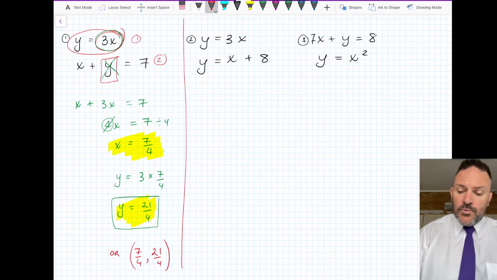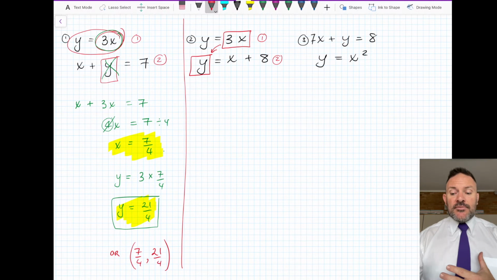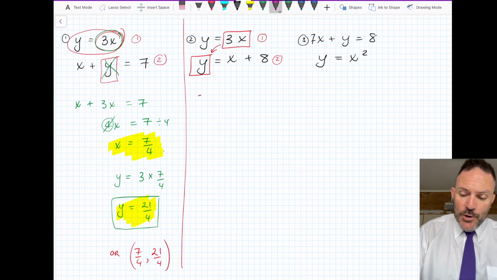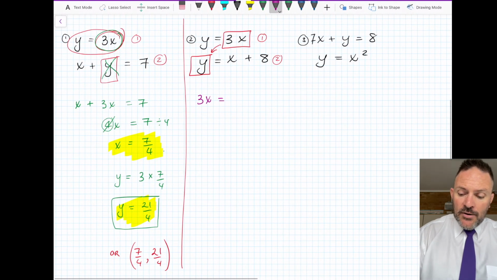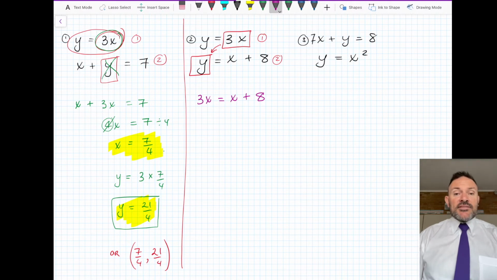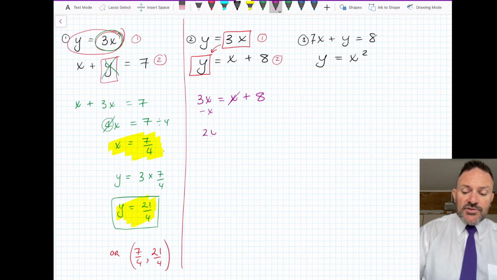Why do I say that? Well, if we look at the first and the second equations, the first equation says that y is equal to 3x, similar to that last question, which means I can take this 3x and simply plot it where that y value is. I can substitute it, okay? So if I do that, let's do it in purple, we get 3x, that's what the y value is equal to, and then it equals x plus 8. All right. Again, you can see now we've created a normal linear equation. I'm going to subtract the x to the left-hand side. That makes 2x equals 8.